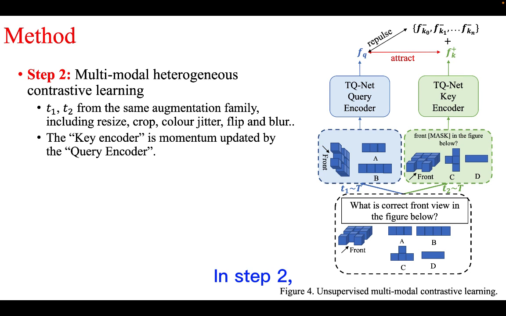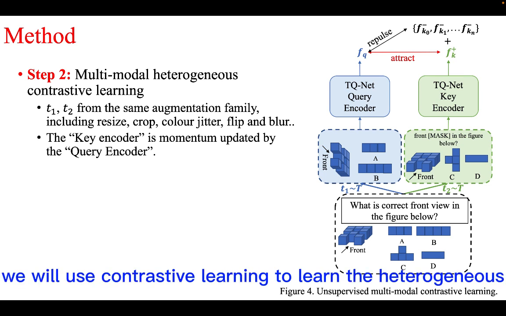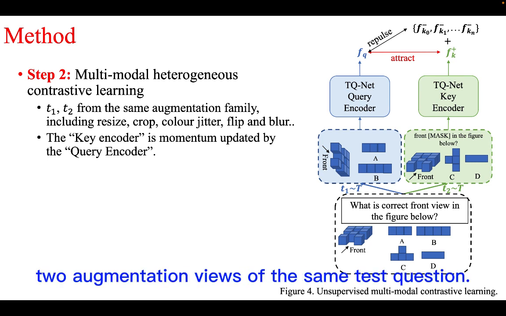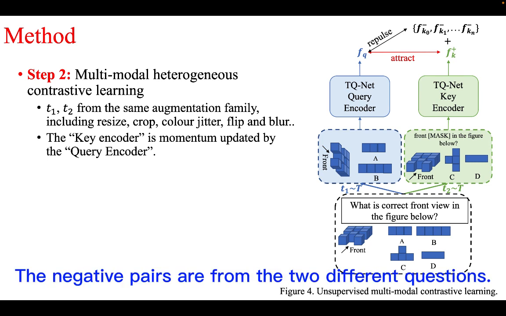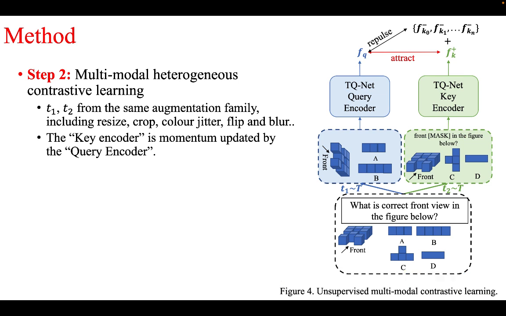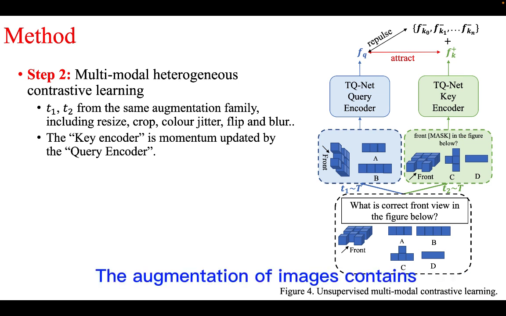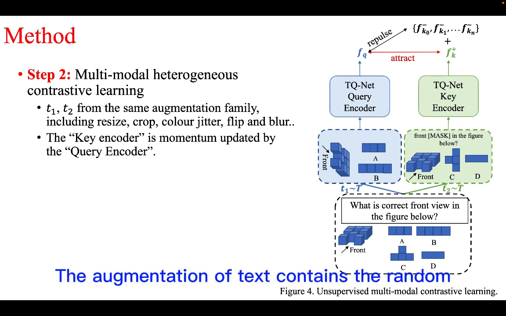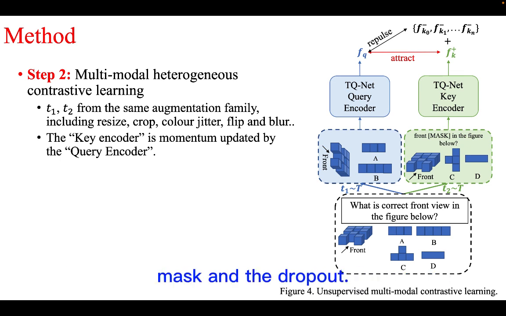And in step 2, we use contrastive learning to learn the heterogeneous representations. Contrastive learning is to attract positive pairs and repulse negative pairs. The positive pairs here consist of 2 augmentation views of the same test question, and the negative pairs are from 2 different questions. The augmentation of images contains crop, resize, flip, and color jitter. The augmentation of text contains random mask and dropout.